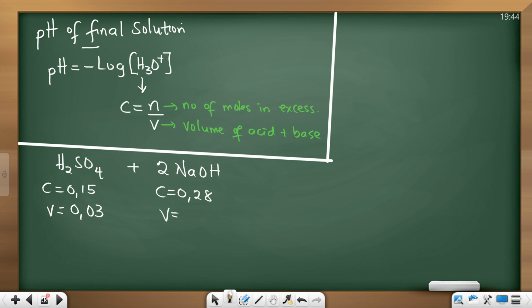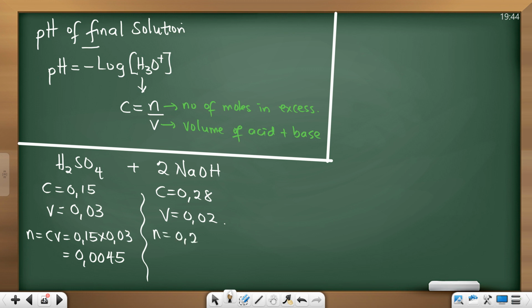0.28. What is the volume? What I'm going to do, guys, since I want to look for the limiting reagent, is find the number of moles on each side. Moles here is what? CV. 1.5 times 0.045. N equals to what? C times V. That will give me 0.0056.